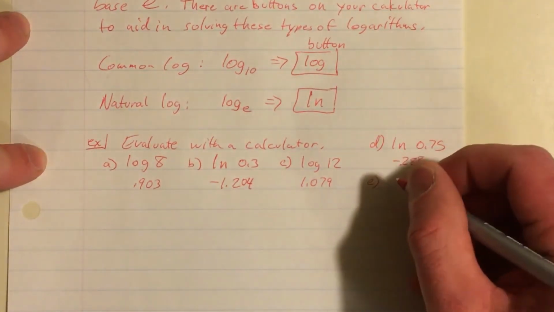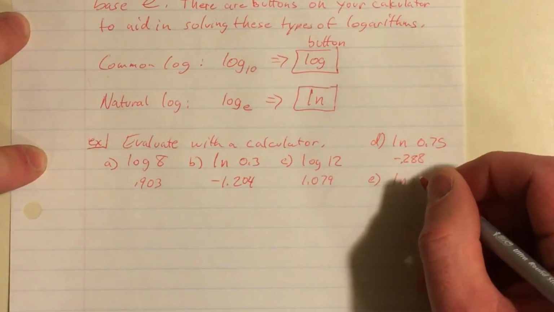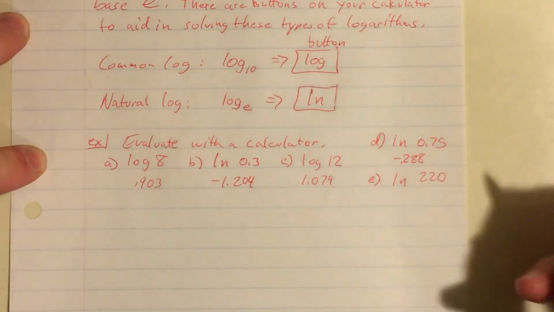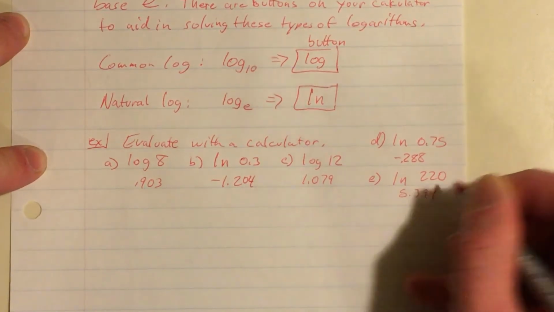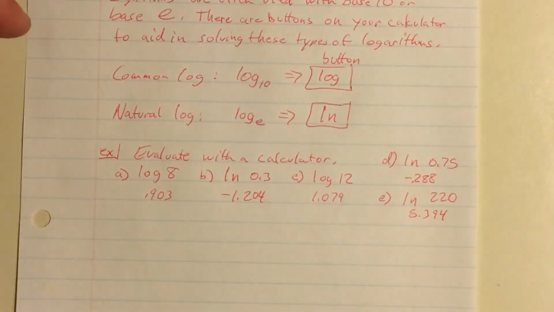And then finally, let's do natural log of 220, and I got 5.394. If you don't have your calculator out, don't be a fool. Get a calculator out. You've got to practice this. All right, sorry, that was a little harsh.